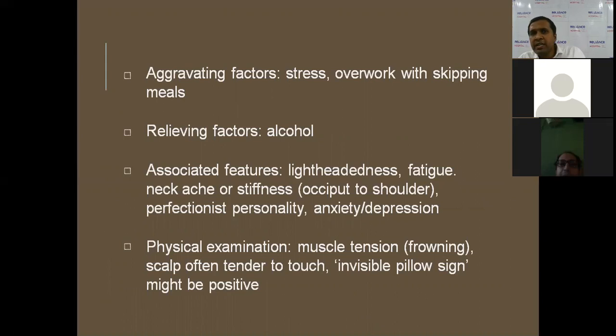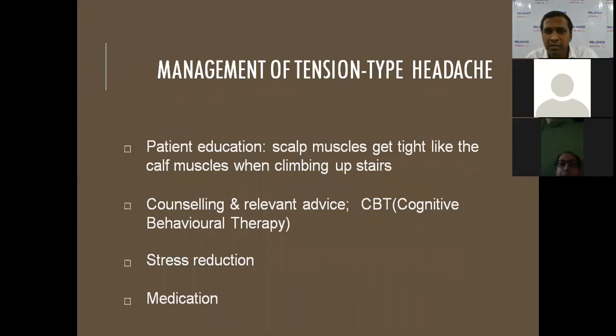There are aggravating factors like stress, overwork, skipping meals. Relieving factors include alcohol. There could be associated features like neck pain, neck spasm, lightheadedness. And as I said, you could have the invisible pillow sign. So how do you manage this? Basically, you ask the patient to have stress reduction, cognitive behavioral therapy, counseling, and do a lot of exercise. So that's one thing.